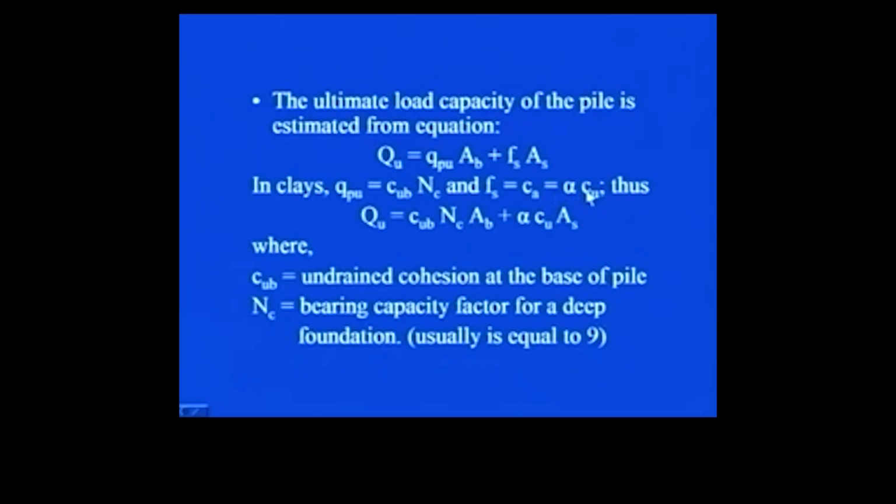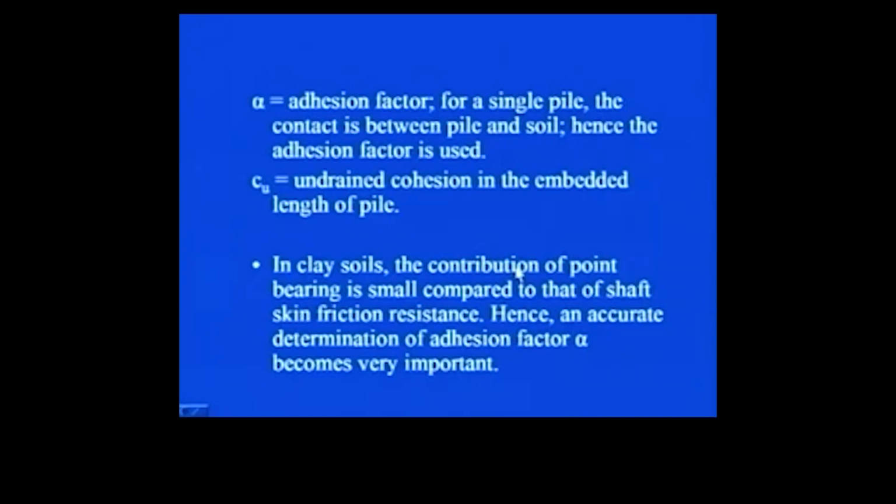Ca, which is equal to alpha times Cu, that is the undrained cohesion. Thus, this particular equation will result into Qu is equal to Cub into Nc, which I am writing from this particular expression, into Ab, plus this fs is equal to alpha times Cu. So, this will result into alpha Cu into As, where Cub is undrained cohesion at the base of the pile, Nc is bearing capacity factor for a deep foundation, usually it is taken to be equal to 9.